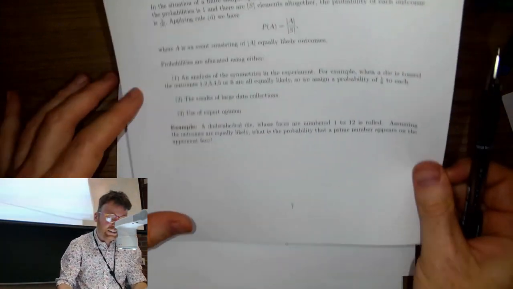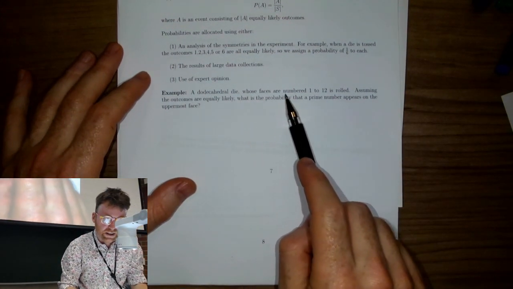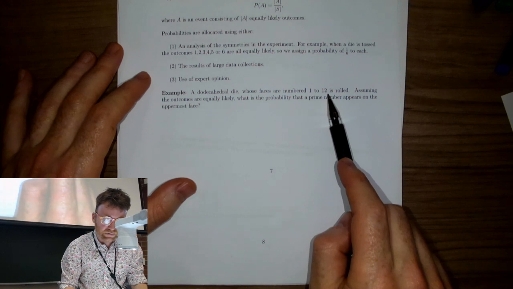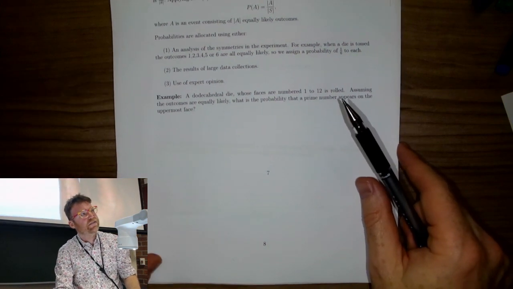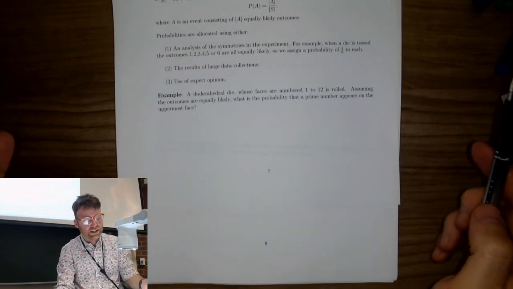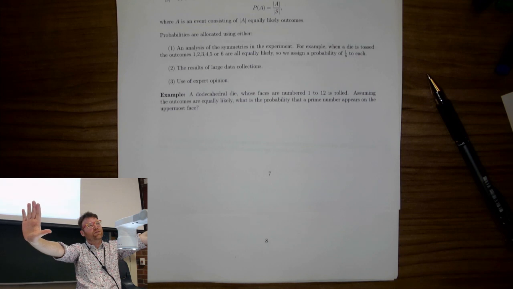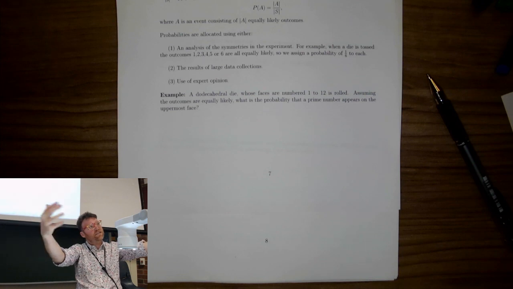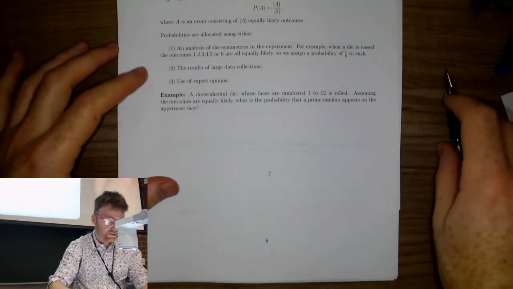Okay. Example. Suppose you have a 12-sided dice whose faces are numbered 1 to 12. Assuming the outcomes are equally likely, what is the probability that a prime number appears on the uppermost face? Okay, so your task here, and the task is always the same, you have a bunch of words. Words are no good to you. You can't do algebraic manipulation with words. You need to convert your words into the language of sets, and then from sets into the language of probability. Sets are always the intermediate step, though. That's how you get words into probability, by first using the language of sets.